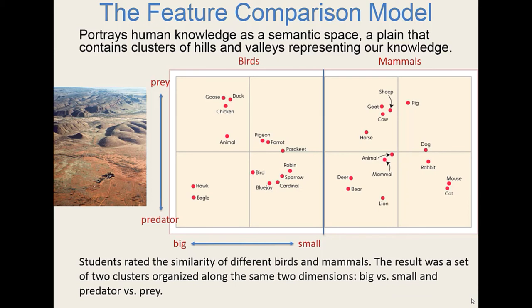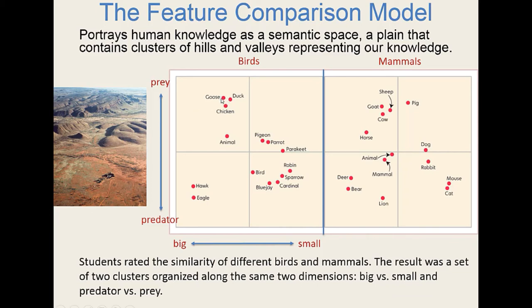To get a sense of how the feature comparison model organizes knowledge, we can look at how a group of students rated the similarity of different birds and mammals. We have here on the left, in these four squares, how they clustered the different examples of birds, and on the right, how they grouped together the different examples of mammals. And we're going to concentrate on the birds first.